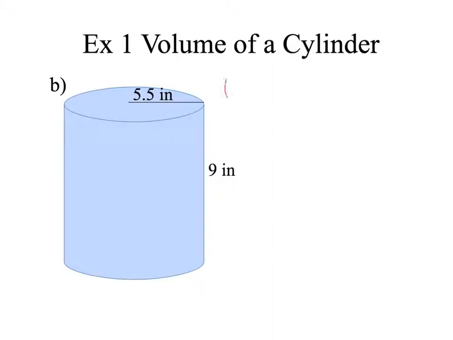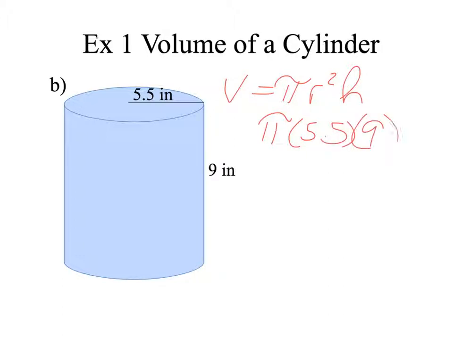Same sort of thing here. Volume, pi r squared h. So pi times 5.5 squared times 9. I'm getting a volume for this cylinder of 855.3. And this would be inches cubed this time.